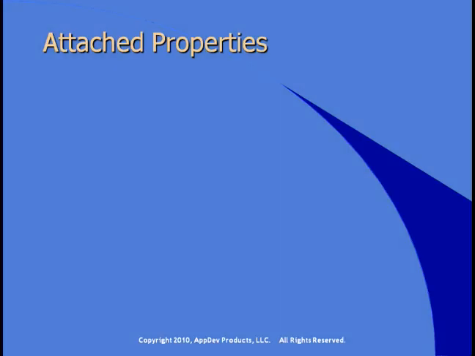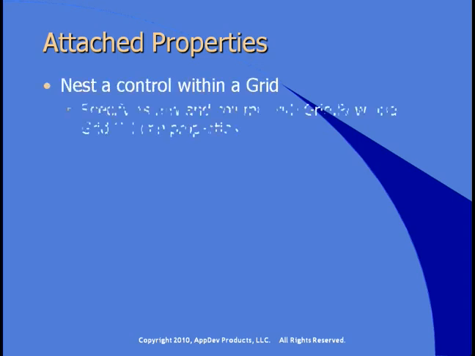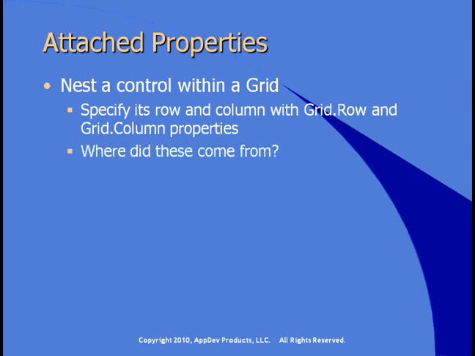There's a third way to use properties in XAML, and that is an attached property. If you nest a control within a grid, you specify its row and column using the grid.row and grid.column properties. Where do these properties come from? If you place a text box within a grid cell, the text box has a grid.row and grid.column property, but the text box didn't supply those properties. Why would a text box have grid.row and grid.column properties?